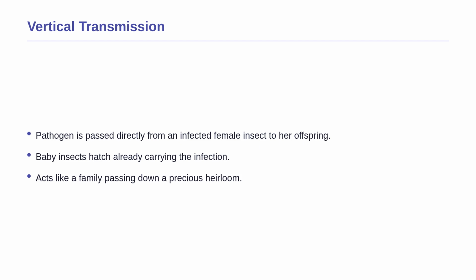Imagine a family passing down a precious heirloom, like a vintage pocket watch, from a mother to her child. The child is born already possessing this item, without having to go out and find it. Vertical transmission works in a very similar, albeit more sinister, way. It is the process where an infected female insect passes the disease-causing pathogen directly to her own offspring. The baby insects hatch already carrying the infection without ever having bitten an infected host.